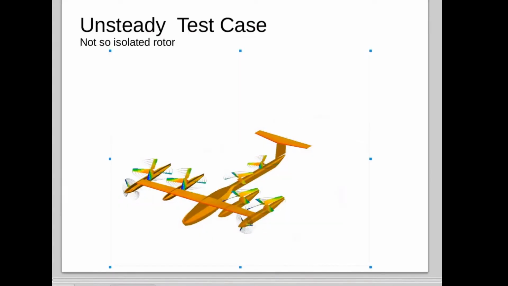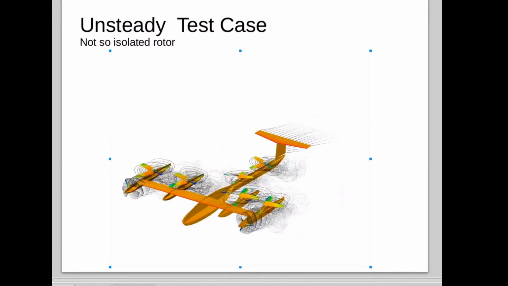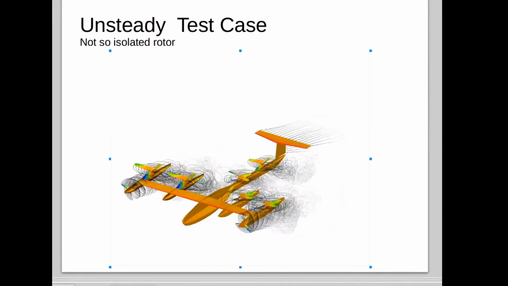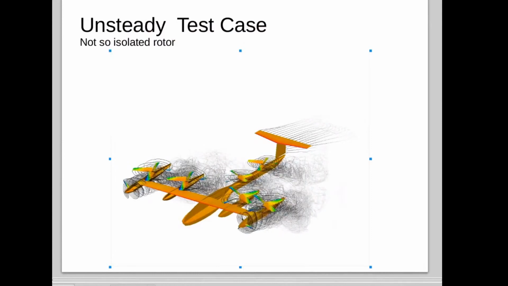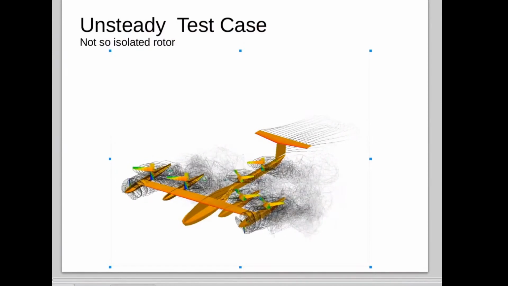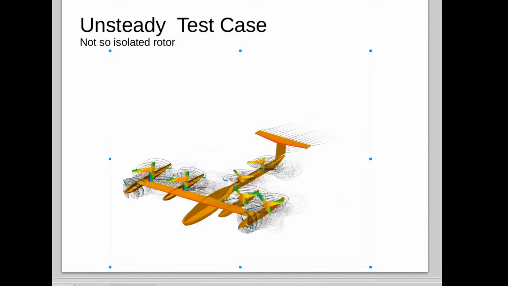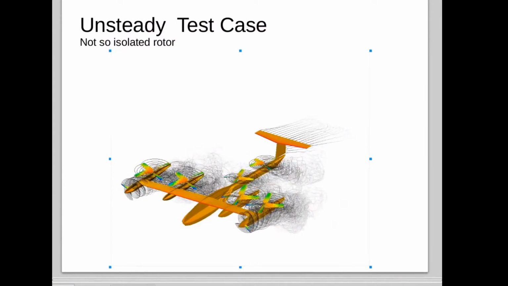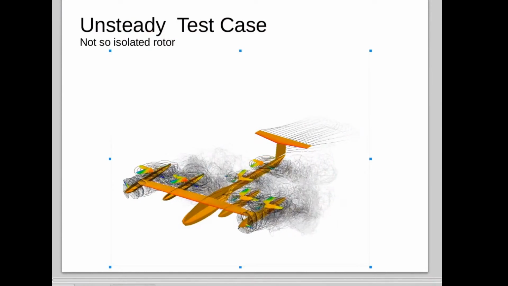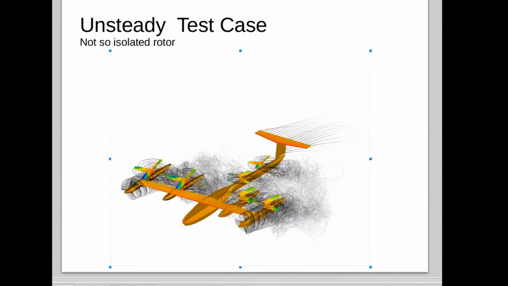Let's see if this runs. We'll let this run out. So you've got the cruise rotors, you've got the lift rotors, you've got the wakes coming off all the wings as well, and tails. So this, again, is running out 10 revolutions of the slowest rotor, which I believe is one of the rear lift rotors. We'll let this run out one more time.